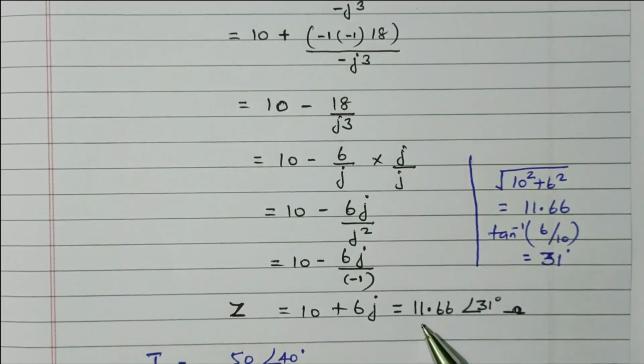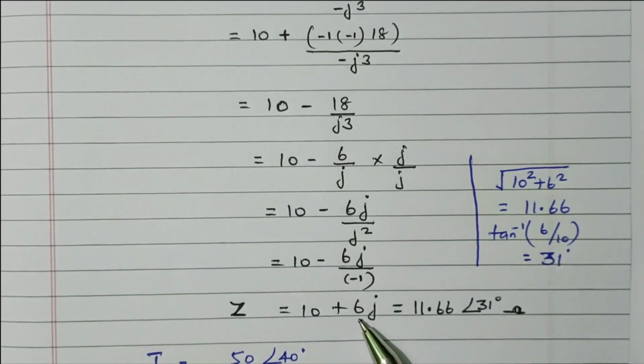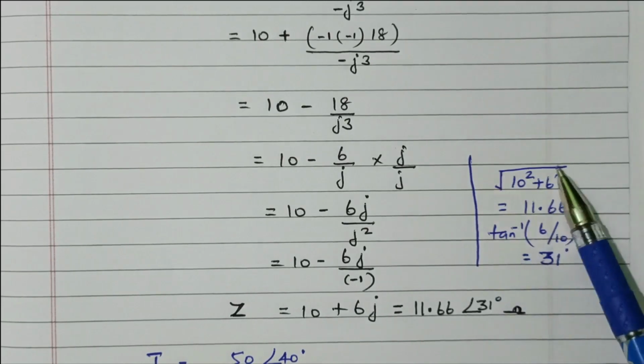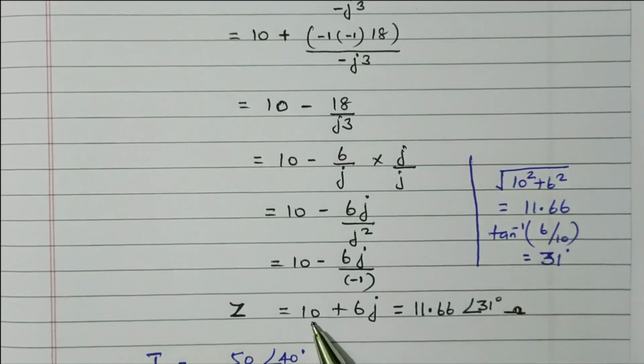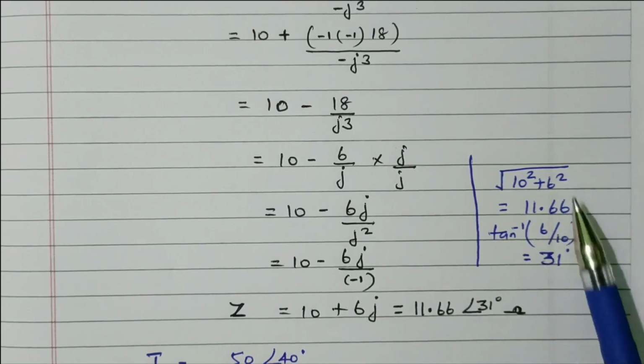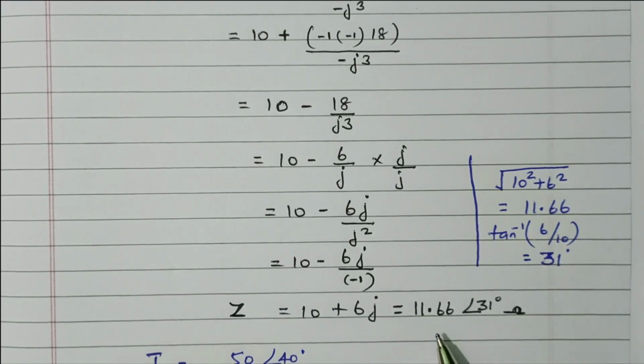The magnitude is nothing but the square root of 10 square plus 6 square. Real term square plus imaginary term square, then we will take the square root. That is the formula. Square root of 10 square plus 6 square. Real term 10, imaginary term 6. So that is 11.66. The magnitude is 11.66.